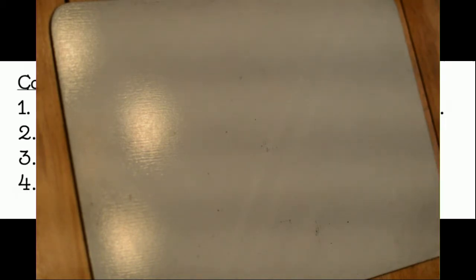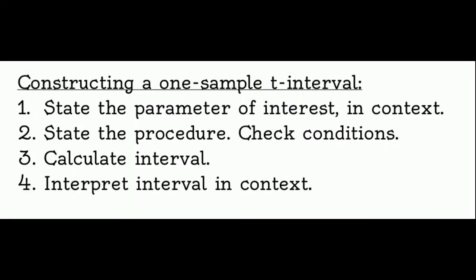same as sample proportions. So we still have a four-step process to constructing a confidence interval: to identify the parameter of interest in context, to name the procedure and show that the conditions are met, to calculate the confidence interval, and then to interpret the interval in context. The differences will be in really step 2 and step 3. In the procedure and the conditions that need to be met, and the calculation will be slightly different.